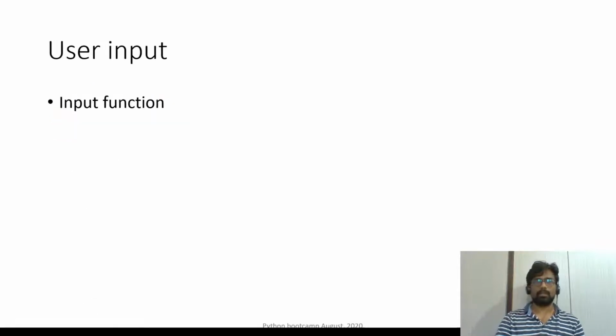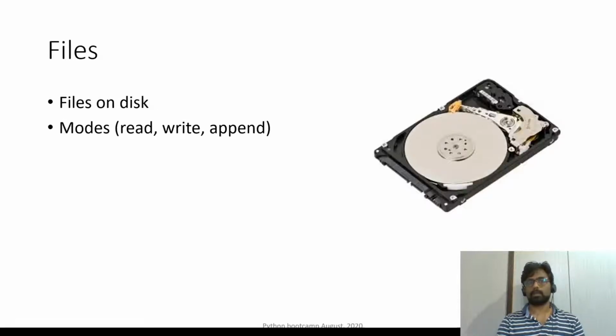So user input is just input, and the thing to remember in input is that everything that you type is returned as a string. So it is the programmer's duty to convert it into the data type that you want. So if you're entering a number, it comes as a string, you need to convert that into an integer, and then you can do operations. And then we also learned about files.